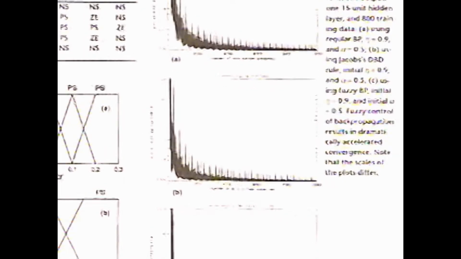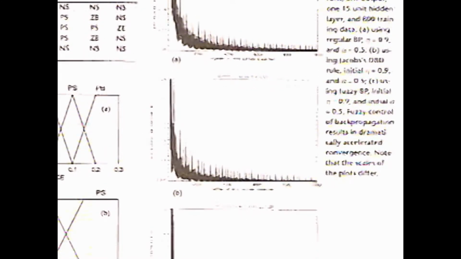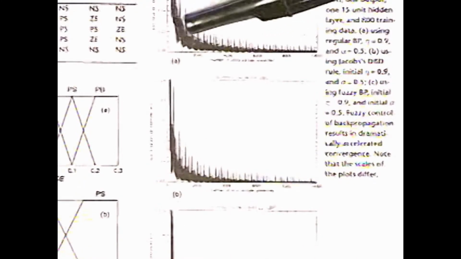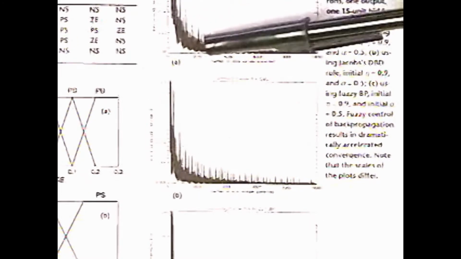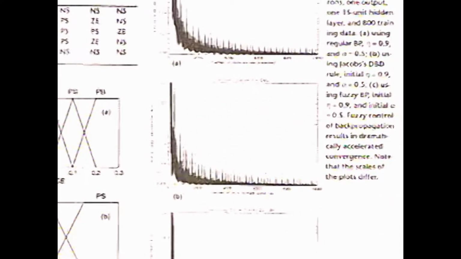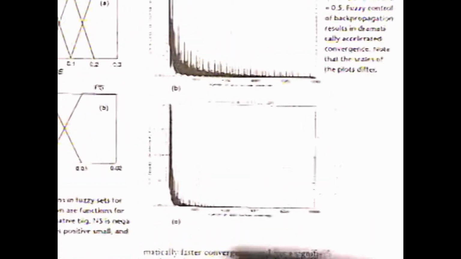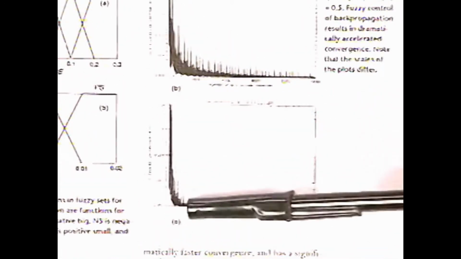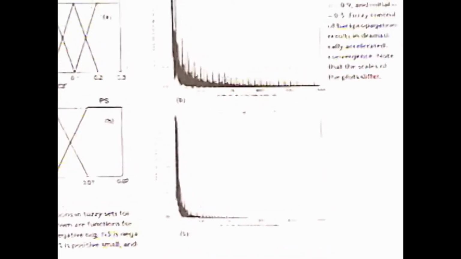Then we have Jacobs' delta-bar-delta rule, and it was actually much better. It doesn't look a lot better, but you'll notice especially in here, if you trace down the envelope here, this envelope is much higher than the envelope here, so this actually converged very, very quickly. And with the fuzzy backprop, it did this way. Okay. So the fuzzy backprop worked very well.